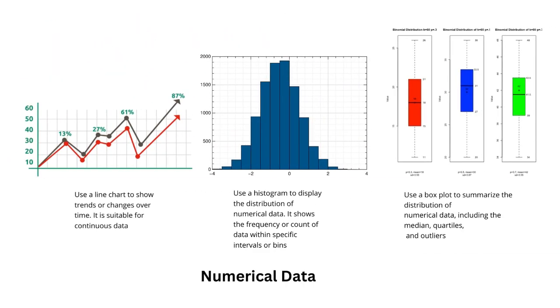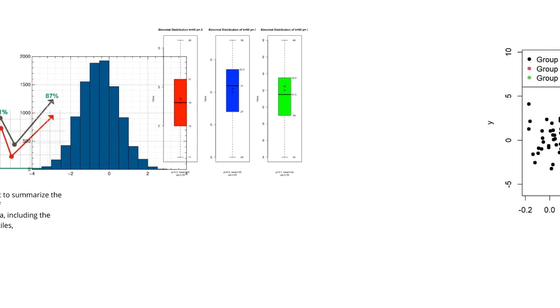For numerical data, use a histogram to display the distribution of numerical data. It shows the frequency or count of data within specific intervals or bins. Use a box plot to summarize the distribution of numerical data, including the median, quartiles, and outliers.